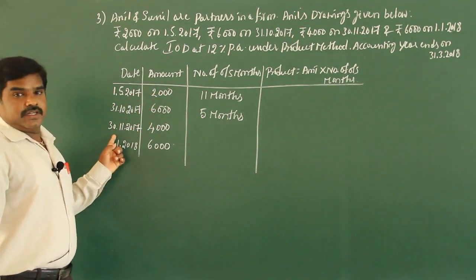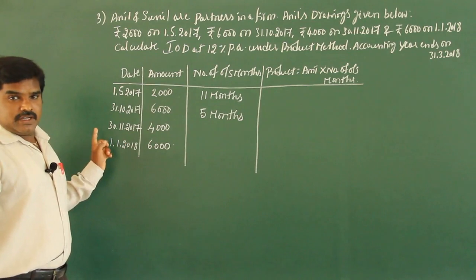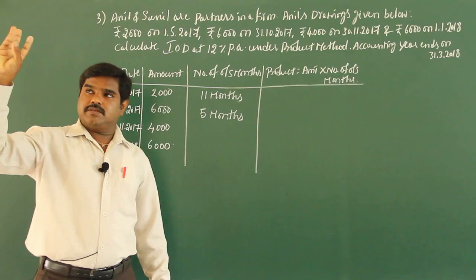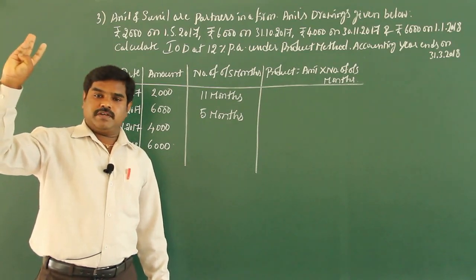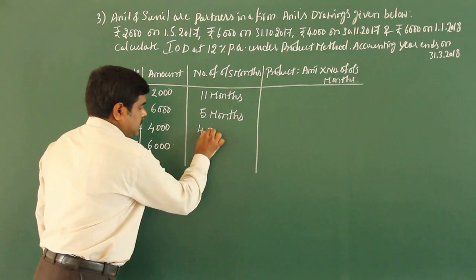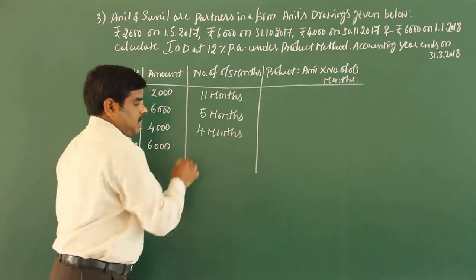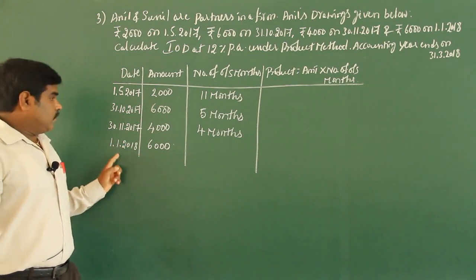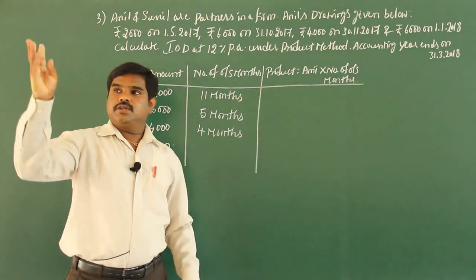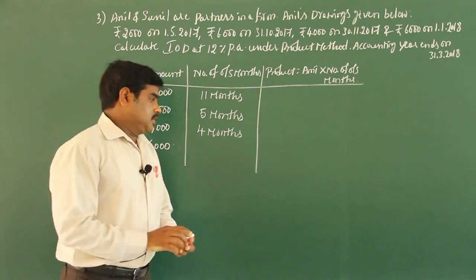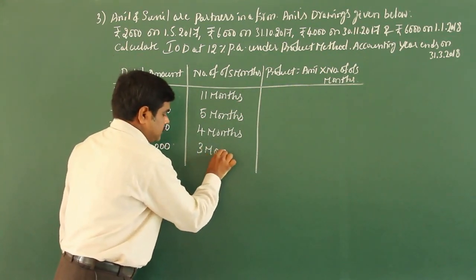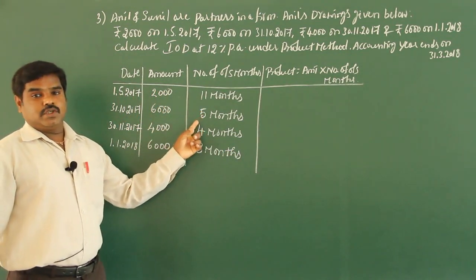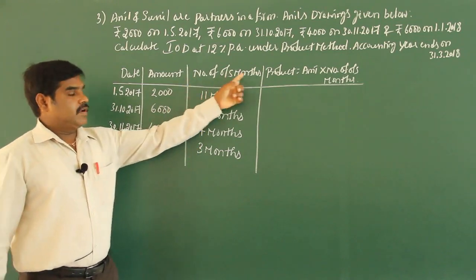Go to the next one, 30/11. November's last date is withdrawn, so November should be excluded. Calculate from December, January, February, March. So the outstanding period will be 4 months. The next date of drawing is 1/1/2018. From 1/1/2018 to 31st March: January, February, March, so the outstanding period will be 3 months. So 11 months, 5 months, 4 months and 3 months are the numbers of outstanding months.